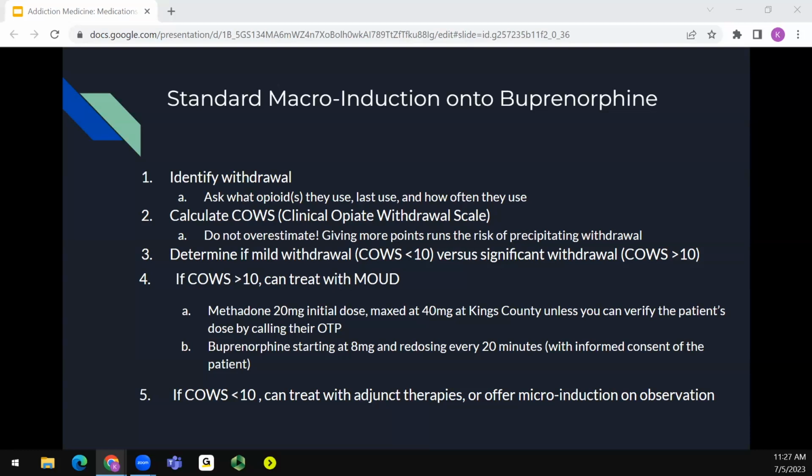We're encouraging starting with 8 as opposed to 4, because we have seen low doses of 2 or 4 more likely to precipitate withdrawal, especially in moderate withdrawal, versus higher doses of buprenorphine. They help to bind buprenorphine to the receptors and bring patients to a more receptor saturated state. And then if they're less than 10, you can give adjunct therapies or offer microinduction.